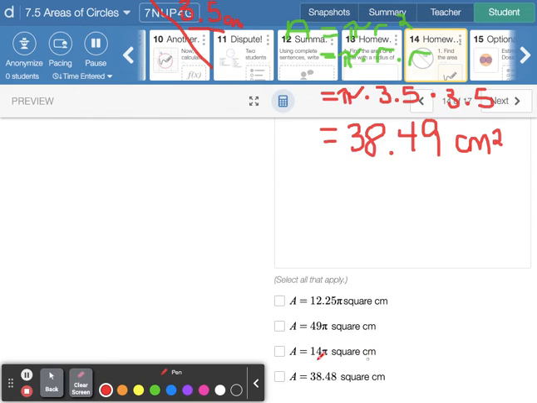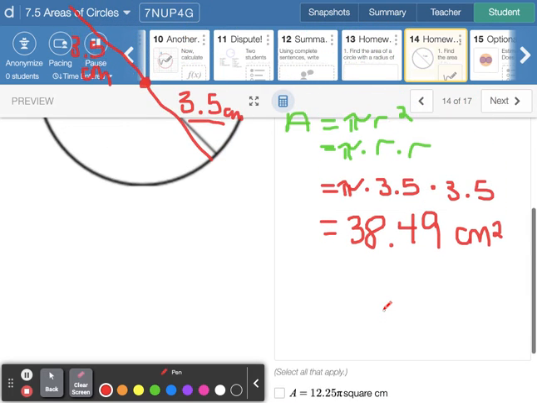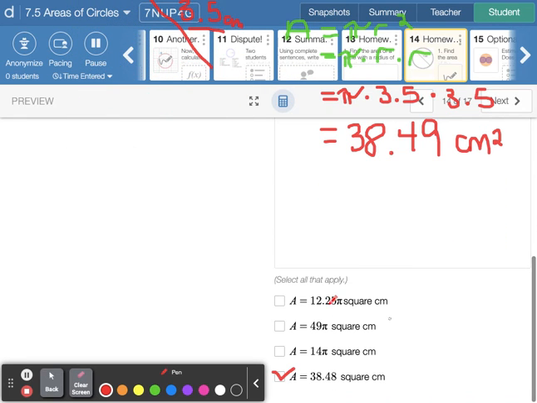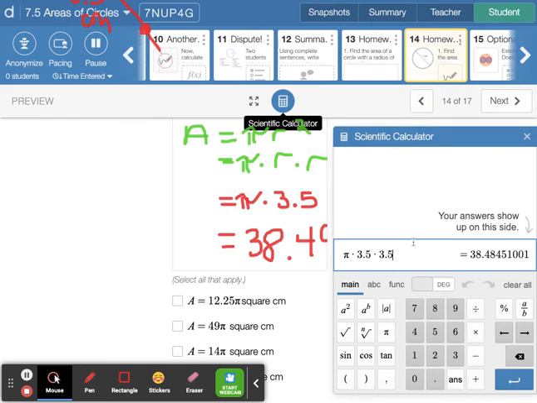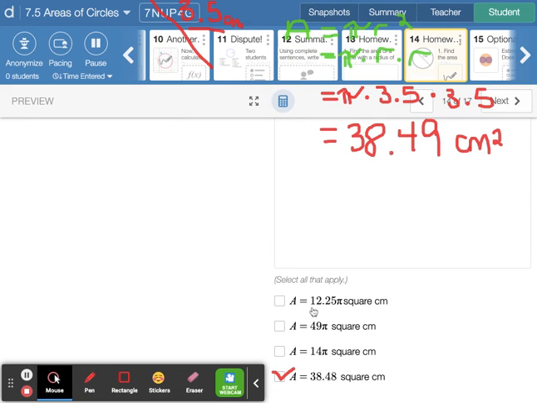Then scrolling down, I want to check off 38.48. Again, it's pi, so there are different ways to round. 38.48 square centimeters. Also, which one of these is in terms of pi? I'm going to recheck that. I'm going to say, what is 3.5 times 3.5 without the pi? I can just delete it there. So 12.25 pi. So that's going to be this check right here.